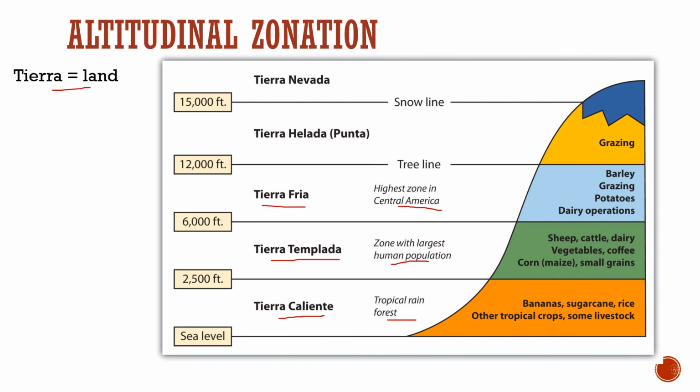But just to finish this out, some other regions may also have the Tierra Helada and the Nevada. This is going to be between 12,000 and 15,000 feet, and then greater than 15,000, which would be our snow line.